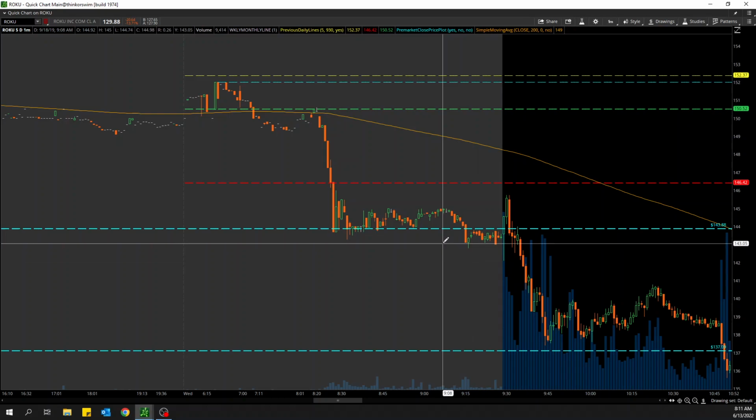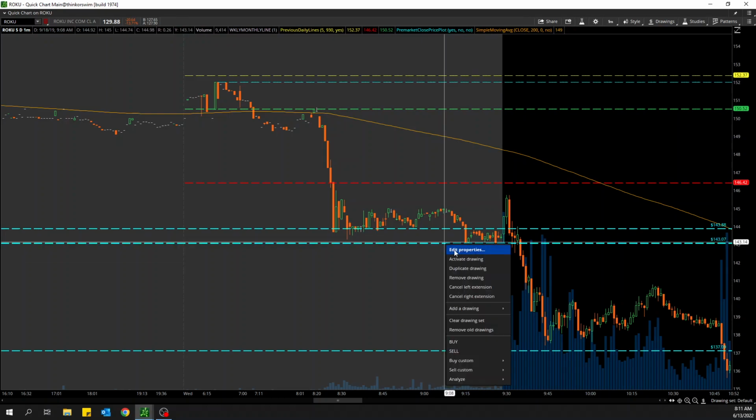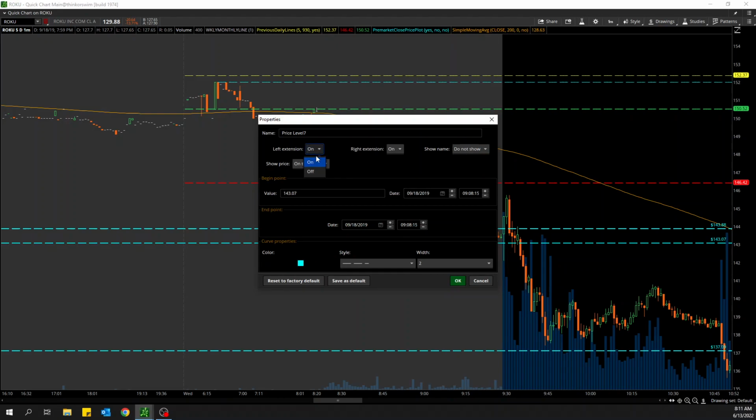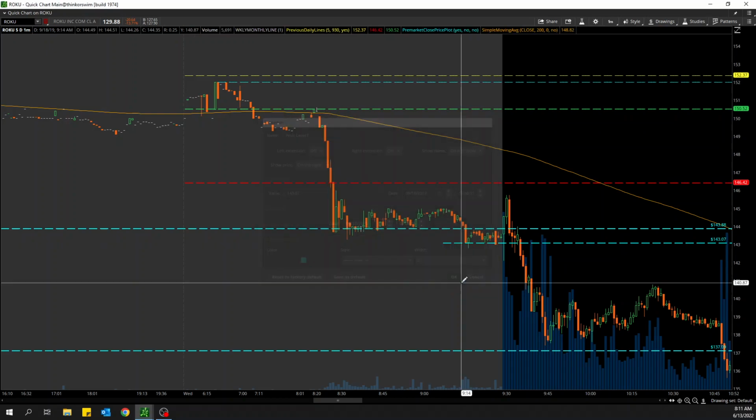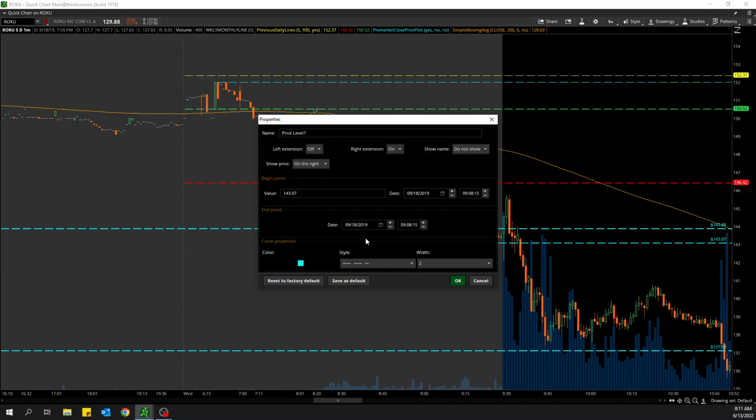So in intraday support, which would have been right here, you would have, let's say, taken off the long extension, and then you would have changed the color. So you'll know that that's an intraday. Let's make this one orange.